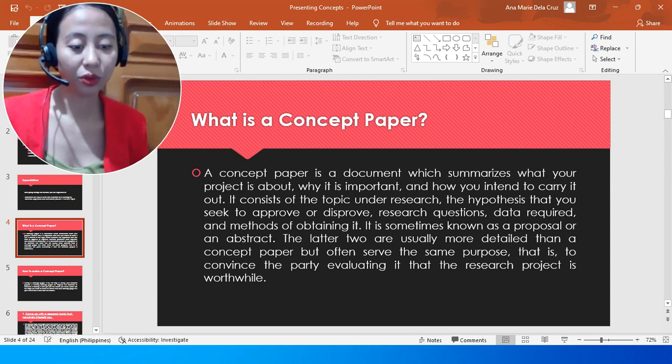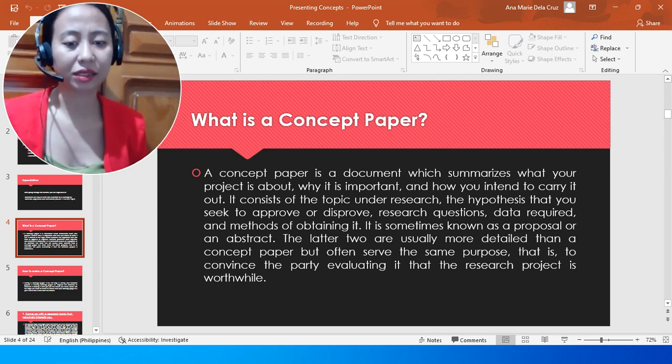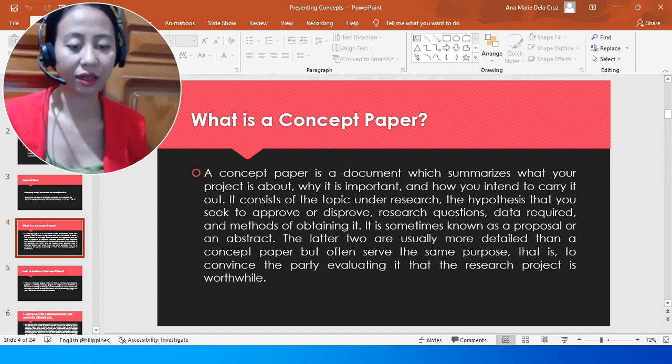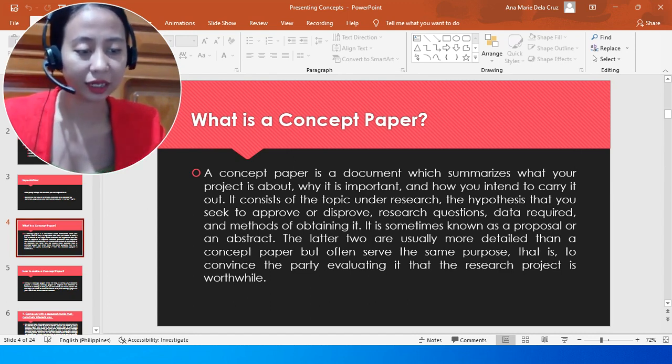The latter two are usually more detailed than a concept paper, but often serve the same purpose, that is, to convince the party evaluating it that the research project is worthwhile. So that is a concept paper, the summary of a project. It is used to show the importance and the different topics in that research. Take note that a concept paper covers the research topic, hypothesis, research questions, data, and the methods of obtaining it.